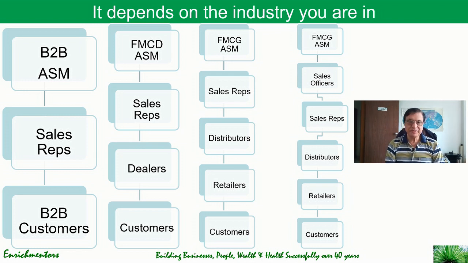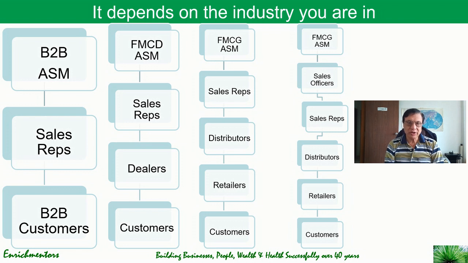You could be in business-to-business selling, where you basically have a team directly reporting to you as sales reps, who then work with your customers. So it's a very flattish organization. You have one level of internal reporting, and the sales team works with the customers. So that's one type of industry, and you will see what kind of detailing you need to do for this kind of industry as we go forward.